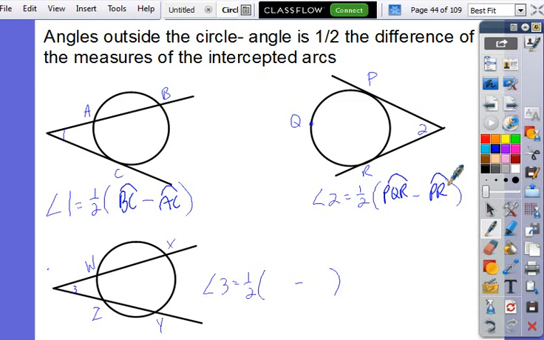All right, angle 3, we've got two secants down there. What's the big one? Not WZ, we look in between the lines: XY. XY is the big one in between, and WZ is the small one.